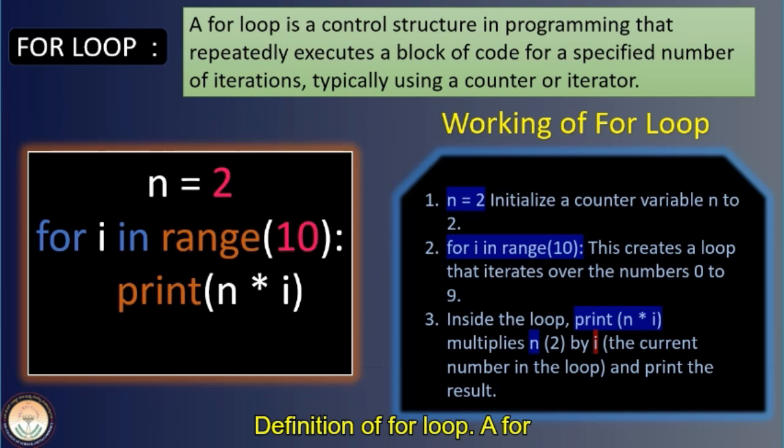Definition of for loop. A for loop is a control structure in programming that repeatedly executes a block of code for a specified number of iterations, typically using a counter or iterator. How the for loop works. Here, n equals 2 initializes a counter variable n to 2. The for loop creates a loop that iterates over the numbers 0 to 9. Inside the loop, it multiplies 2 by the current number in the loop, and prints the result.